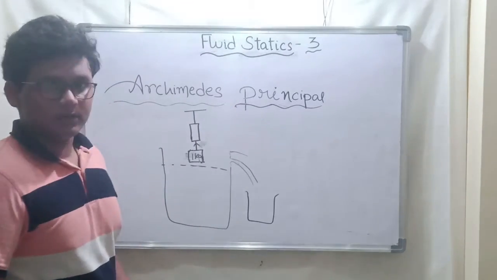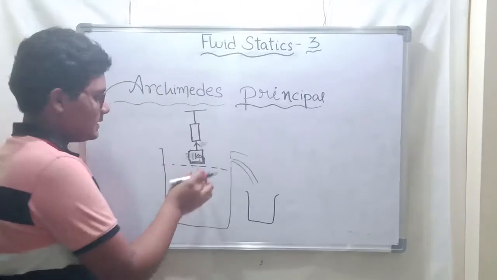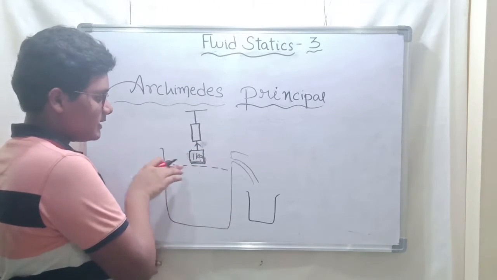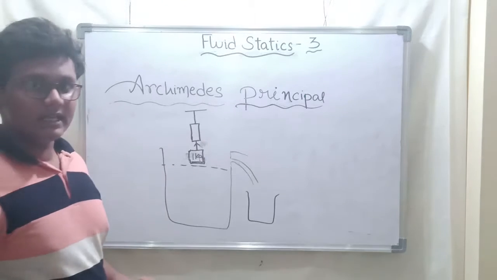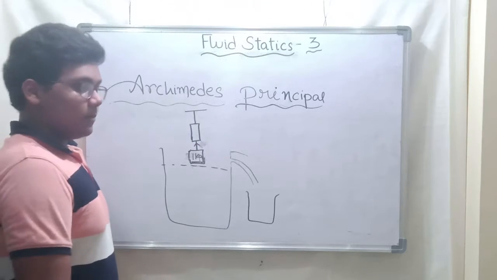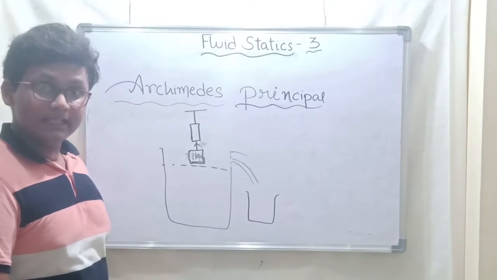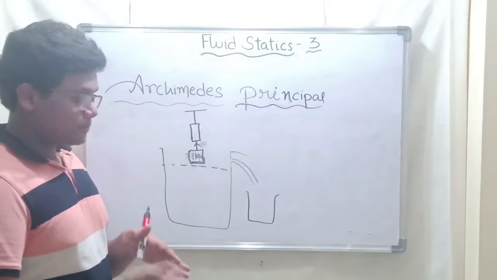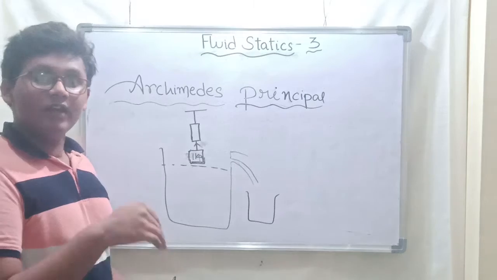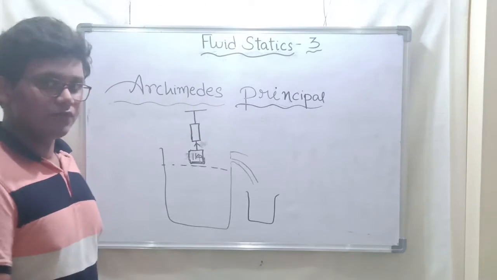Now, Archimedes principle. See, this is a spring balance, and this is a body of mass 1 kg, and it is not submerged. Archimedes principle means that if a body is partially or completely submerged in water, then how much water is displaced in another container? The weight, the force mg of that displaced liquid, is equal to the buoyant force.